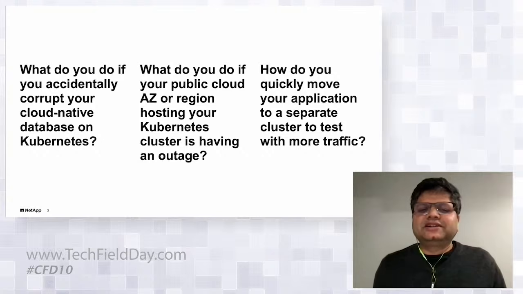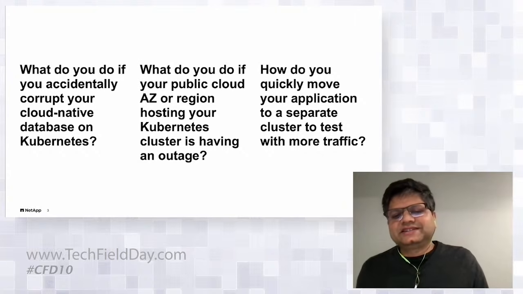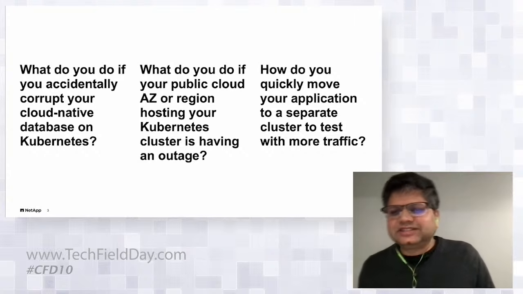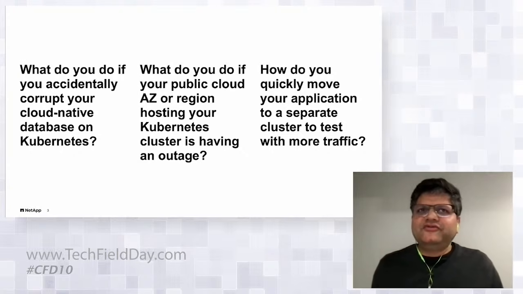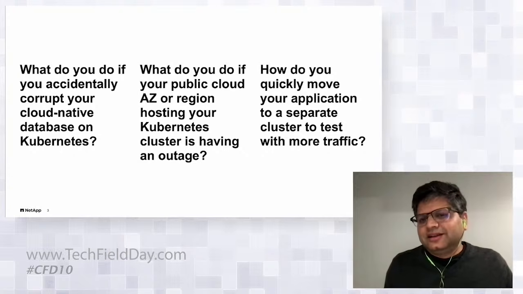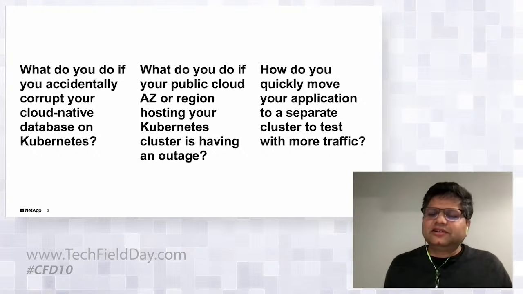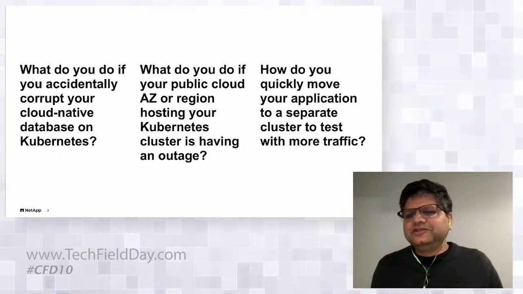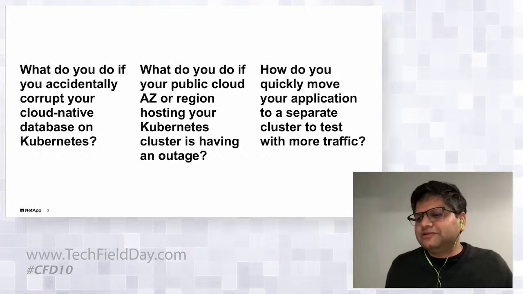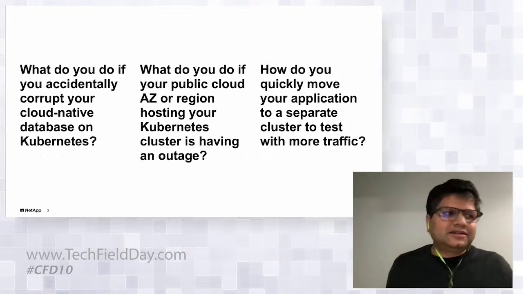What do you do if your public cloud AZ or region hosting your Kubernetes cluster is having an outage? It's not obvious all the time. And how do you quickly move your applications to a separate cluster to test with more traffic? With Kubernetes, you can have lots and lots of clusters. I just heard from a customer yesterday who has 700 clusters running in production. How do you do blue-green testing? How do you move things around very quickly? You can do that today with 25 steps, but it's not easy.